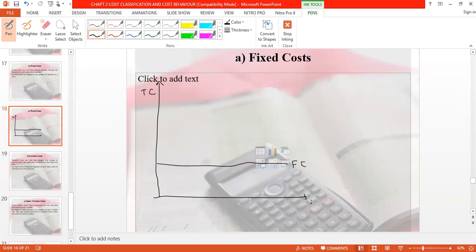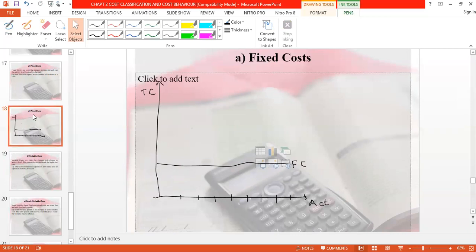Activity. In other words, the number of units. So regardless of the number of units that you produce, the cost remains constant. That is an example of a fixed cost. That is what I wanted. So regardless of how many units you produce, the cost will remain that. So this is an example of a fixed cost.